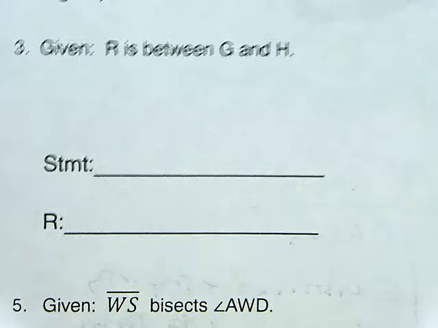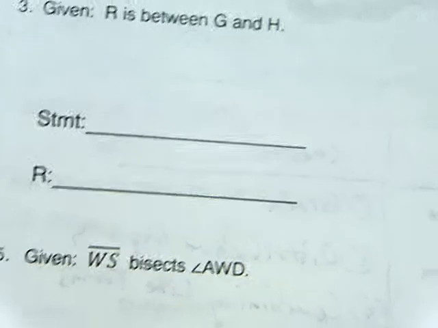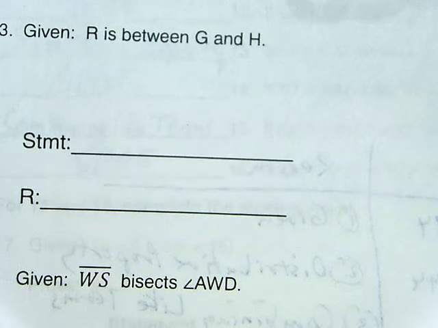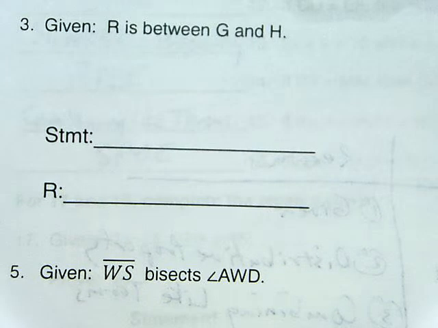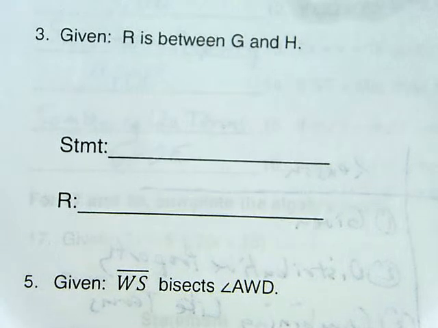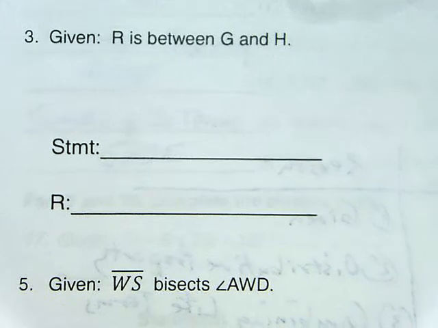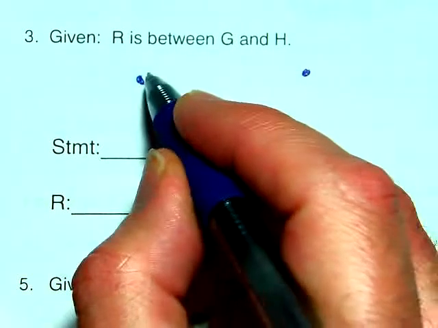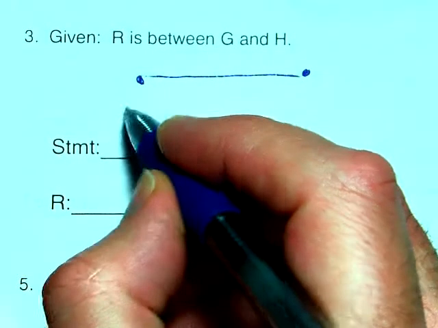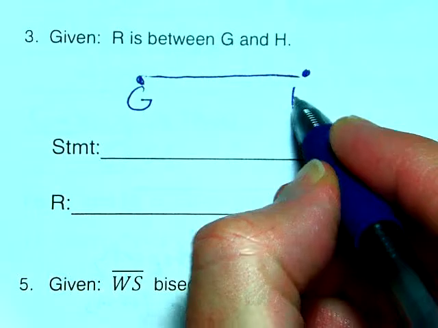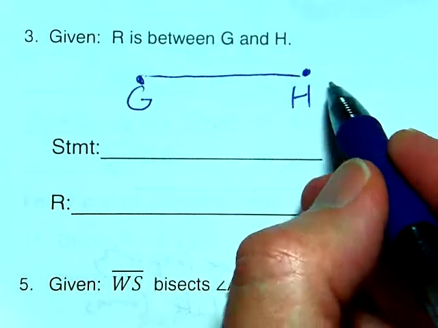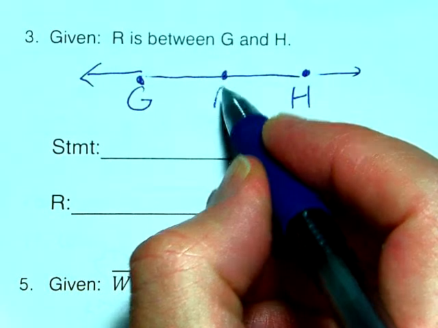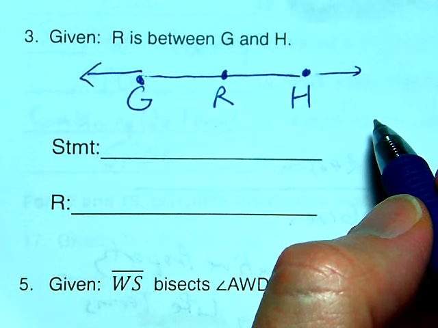So continuing on, question 3. For each of these, we're supposed to write a statement and a reason for the given information, and the hint is to sketch out stuff whenever we're not sure. So given R is between G and H, let's go ahead and sketch that out. G and H are on a line, and R is between G and H, so that means that R is also on the same line.